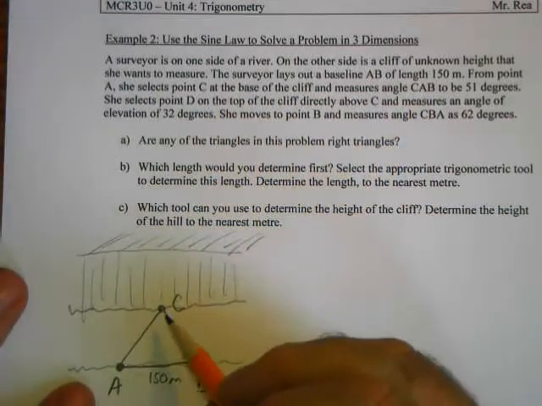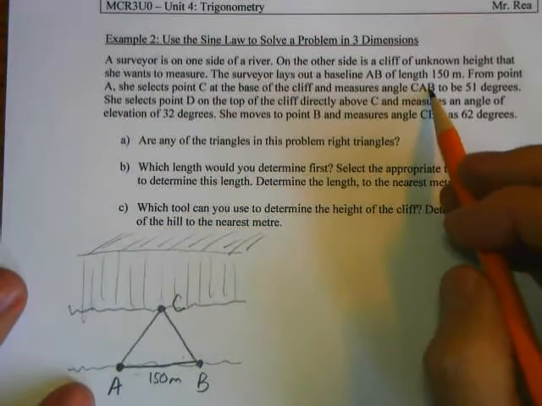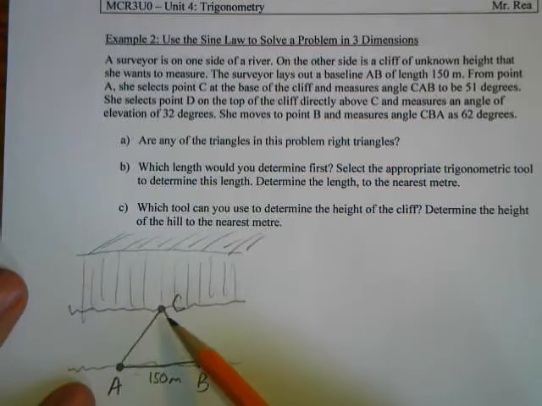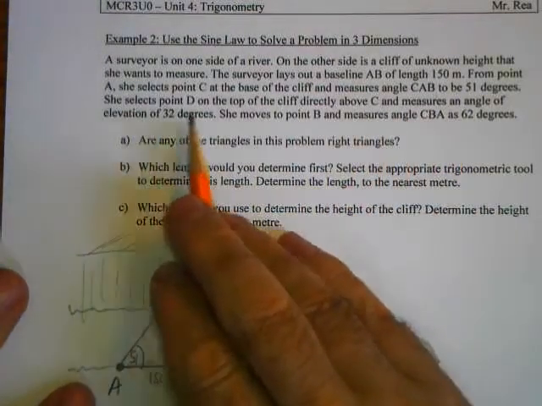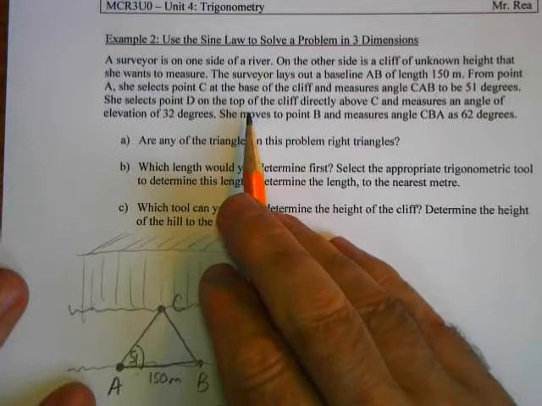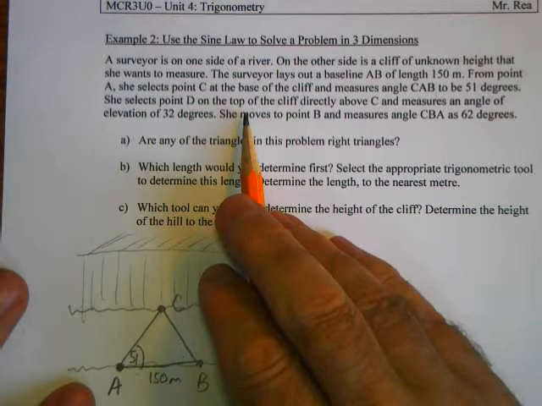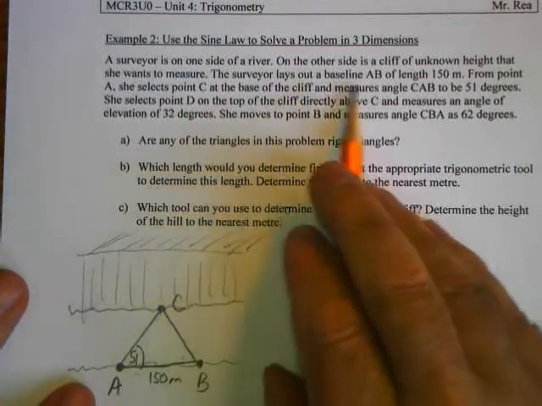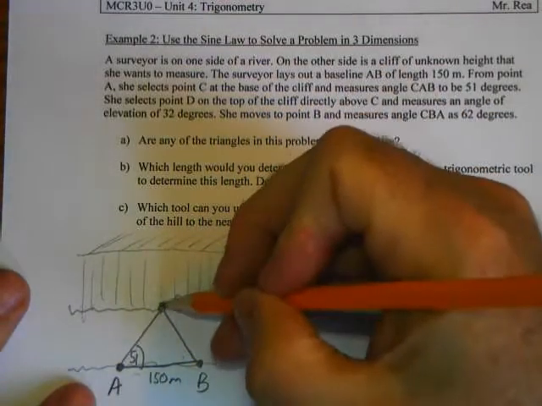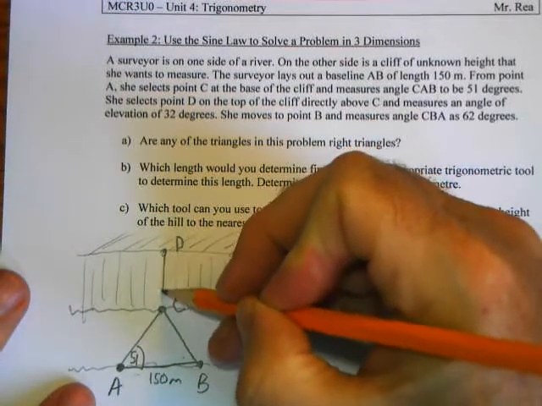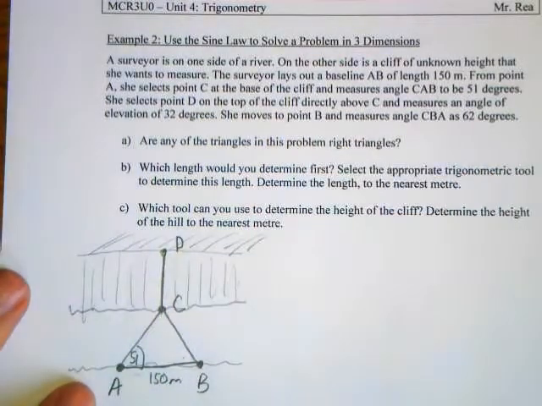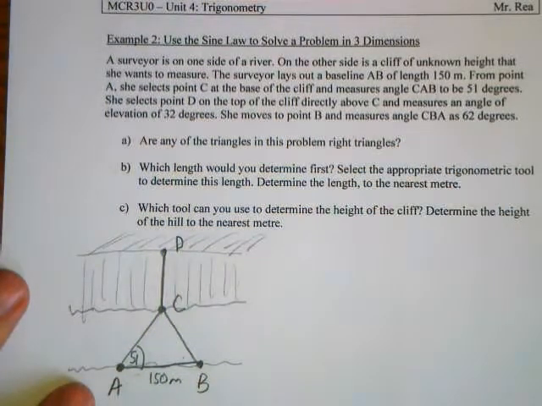So CAB, and remember that's the way of measuring an angle if it's a little ambiguous. In this case, she could have just said angle A, but CAB is this angle here. That is 51 degrees. She selects a point D. Do we use everything we got? Okay, she selects a point D at the top of the cliff directly above C. So right there, that's D. So if I run a line, this is straight down the cliff. So that's probably what we want to measure. That's the height of the cliff.